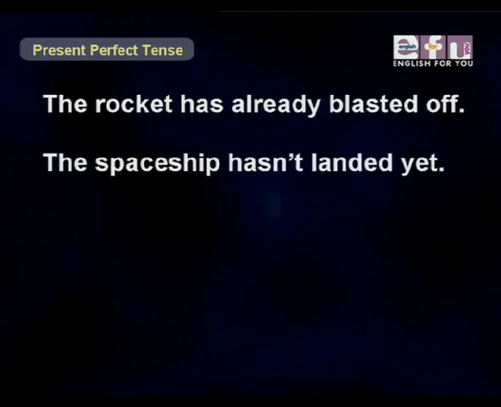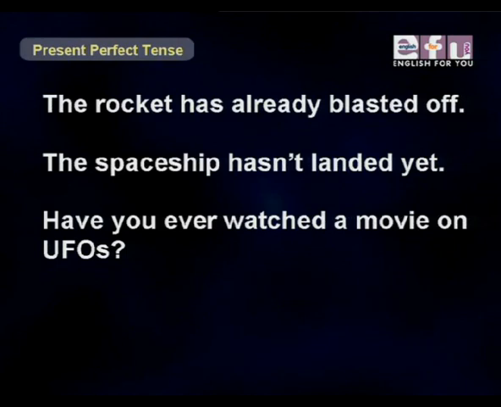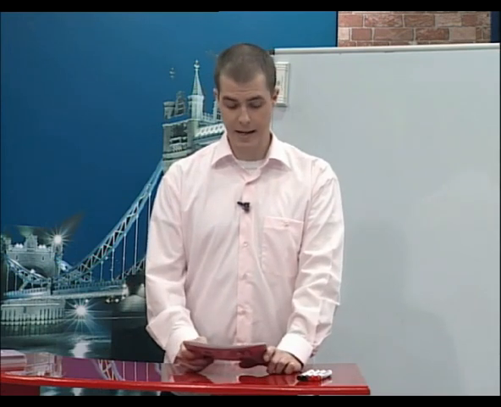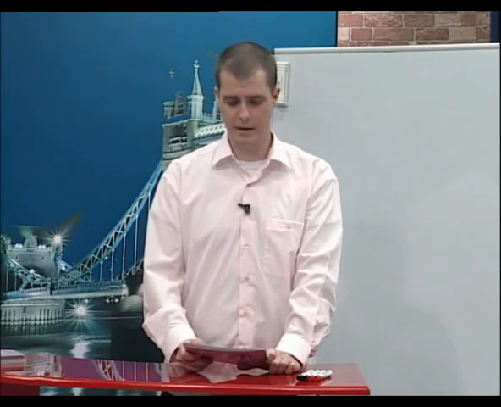The spaceship hasn't landed yet. Have you ever watched a movie on UFOs? And I've never been to the moon. So the present perfect tense is used to describe an activity or situation that did or did not happen sometime in the past. We don't know exactly when.